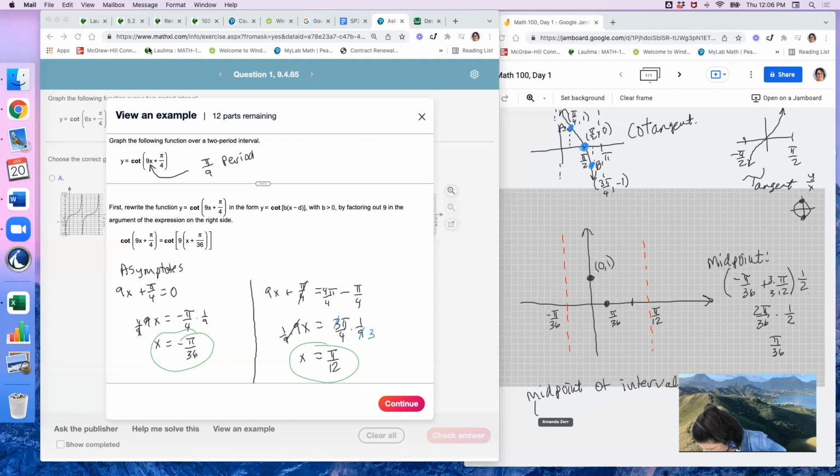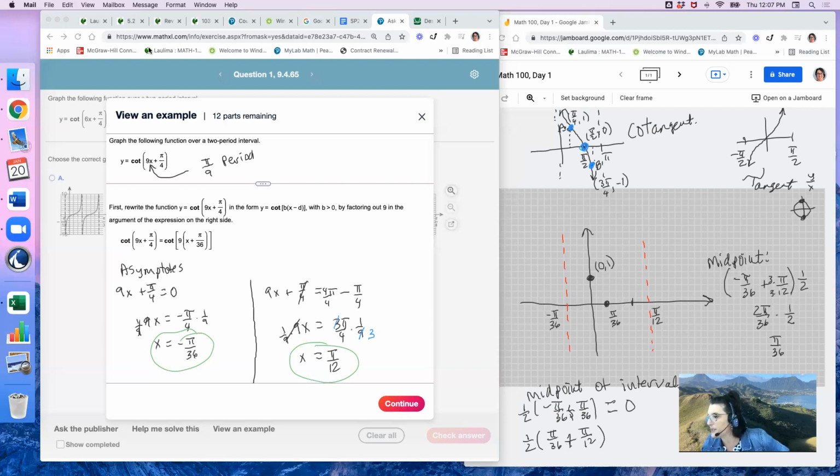Okay, so I just did negative pi over 36 and pi over 36, and the midpoint there is at 0. And then my next one is the midpoint between pi over 36 and pi over 12. To find the midpoint, we just add them up and divide in half.